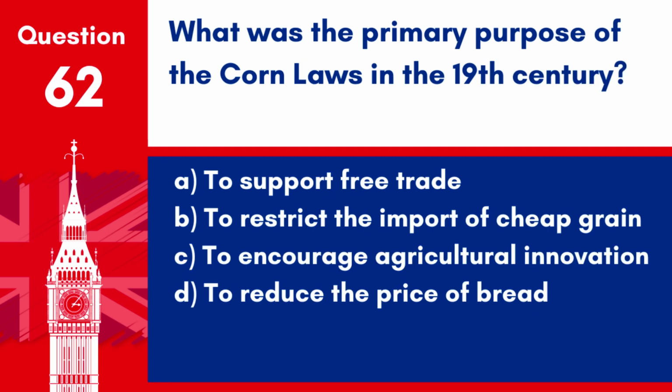Question 62. What was the primary purpose of the Corn Laws in the 19th century? A. To support free trade. B. To restrict the import of cheap grain. C. To encourage agricultural innovation. D. To reduce the price of bread.